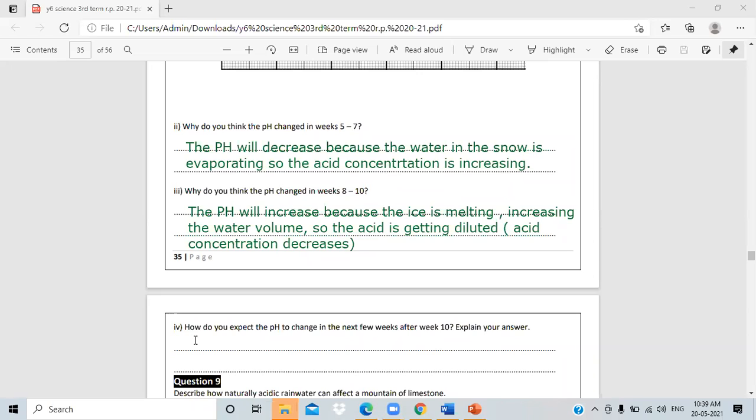All right, very good. Now the summer begins. What will happen to the water? It's already there. It will evaporate. So what will happen to the acidic concentration? It will increase and the pH will decrease.